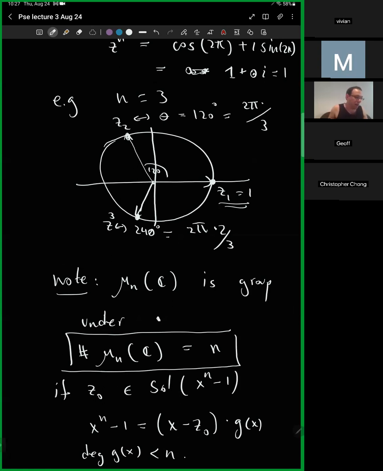Oh, okay. I'm looking for the solutions of the equation x to the n minus 1 equals 0. So 1 is an element in the complex numbers, right? You can write 1 plus 0i. And of course, when you do 1 to the n minus 1, you get 0. Right. Okay.